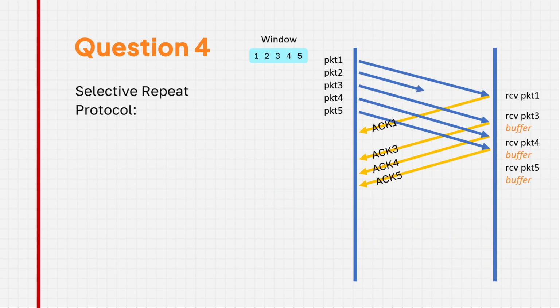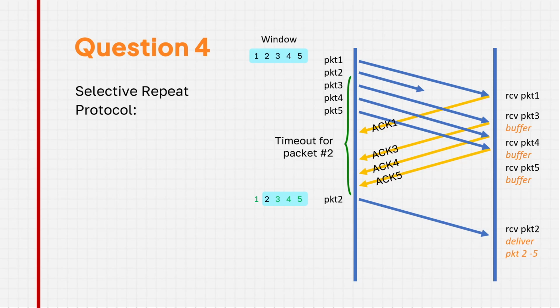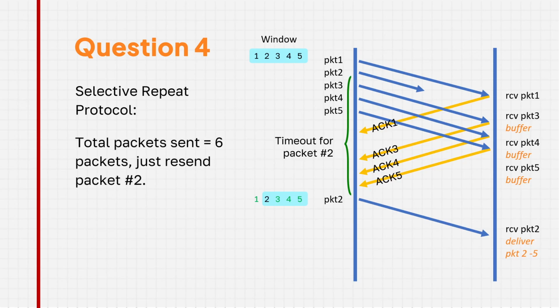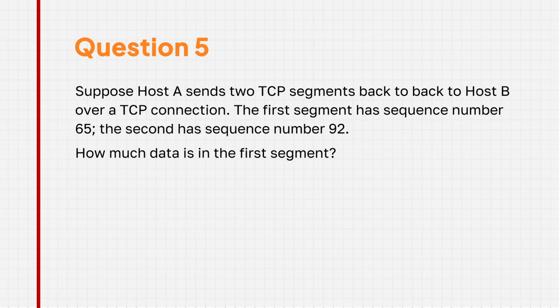For selective repeat, since we buffer these out-of-order packets, after the timeout you just resend packet 2. That is when SR might actually be more efficient. Any questions? Clear? Okay. Now, question 5. Now it is more on the TCP side.